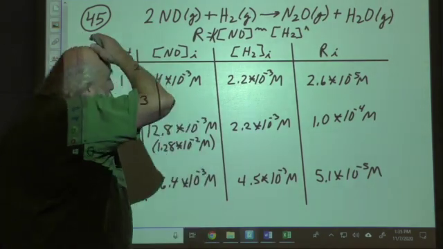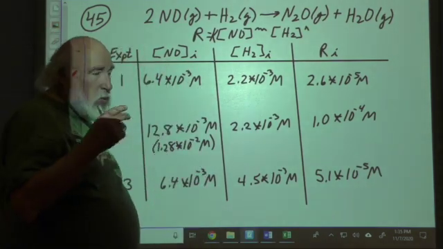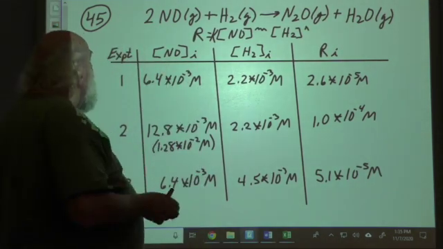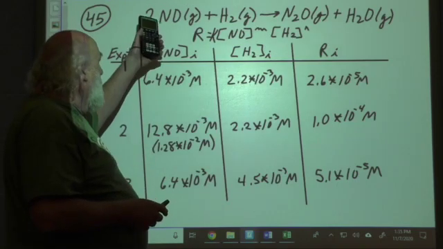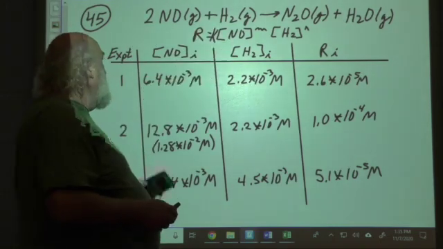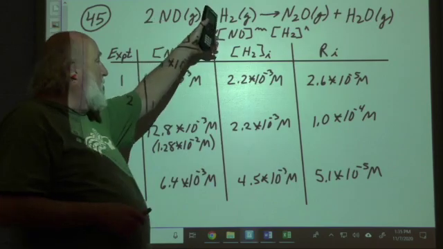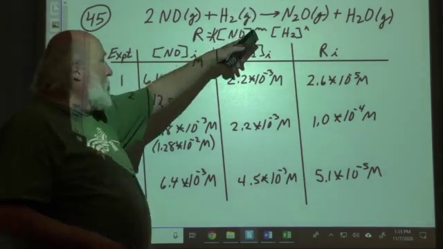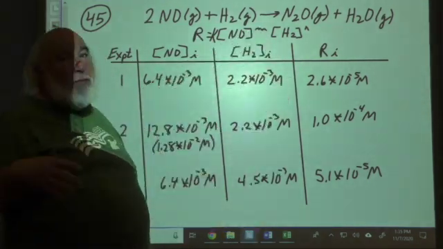And now we have two reactants, NO and H2. You see a coefficient of 2 here, and hopefully a 1 here. You're tempted to put a 2 here and a 1 here, which may or may not be true.